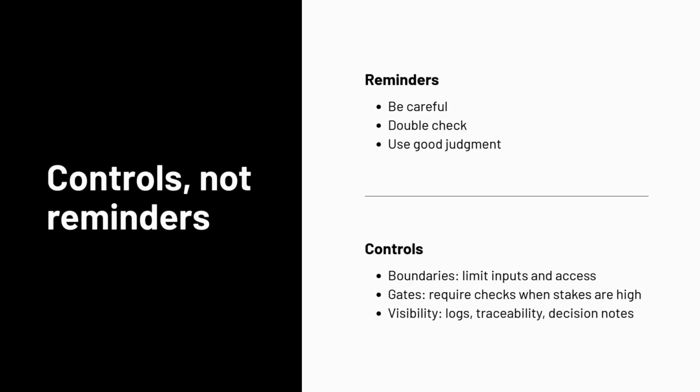Controls, not reminders, change outcomes. Reminders depend on perfect behavior under pressure. Controls change what's possible, what's likely, or what's visible. In the healthcare example, "be careful" would not reveal that spending was the stand-in for need. Controls would, by making the proxy visible, adding gates before high-impact decisions, and setting boundaries on what data can drive outcomes.